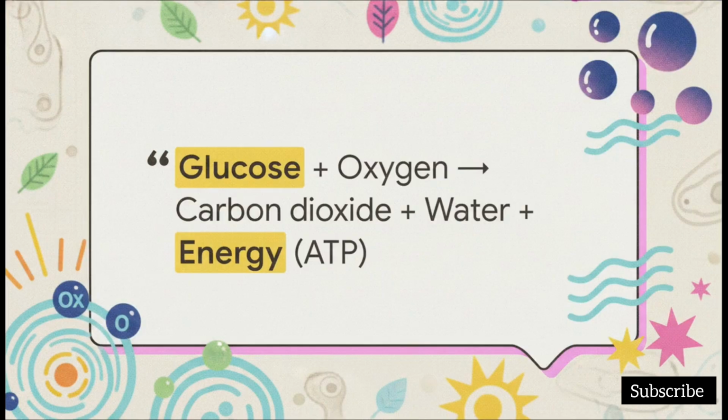Now, usually, this whole process happens with plenty of oxygen available. When oxygen is present, we call it aerobic respiration, the breakdown of glucose with oxygen to release energy. This happens in most plants and animals. It produces carbon dioxide, water, and a ton of ATP.